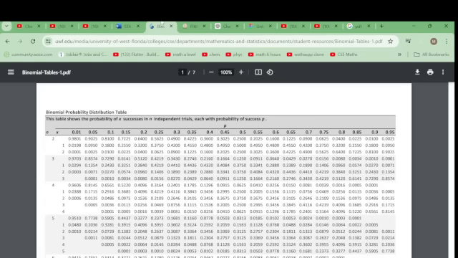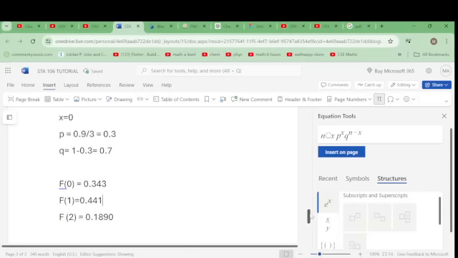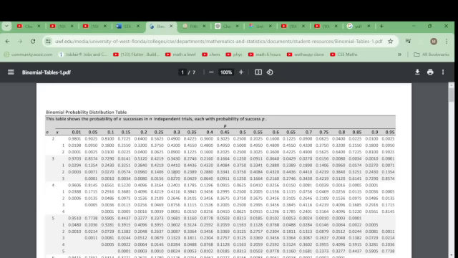So when f equals to 1, you will just come down when n is equals to 1, which is 0.441. So when f equals to 2, we already get that one. See, this is it here. Okay. Then our 3 is 0.027.